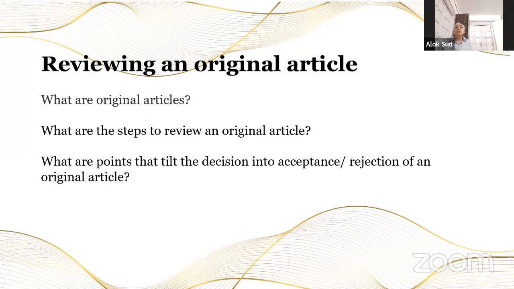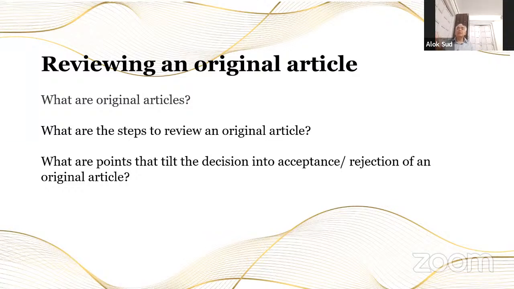Coming to the second question, that is the steps to review an original article. This is why we have collected over here, because we want to learn the reviewing process. Before we learn the reviewing process, we must know what the aim is. Like before we do a surgery, we must know what the aim of the surgery is, what the outcome of the surgery is going to be. So before we start reviewing, we must know what the ultimate aim is.